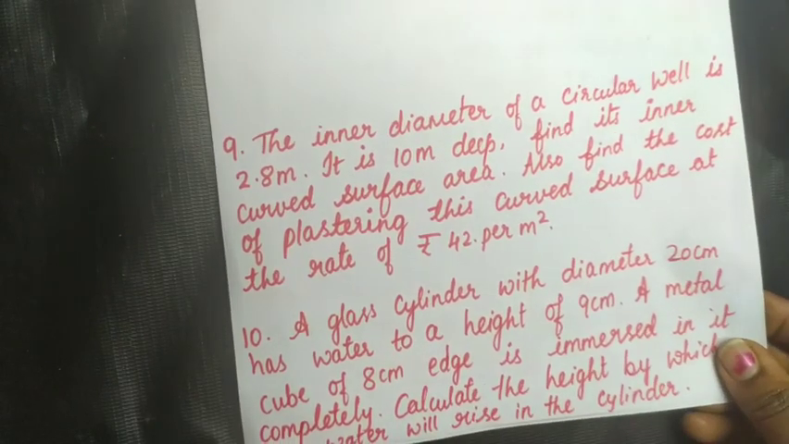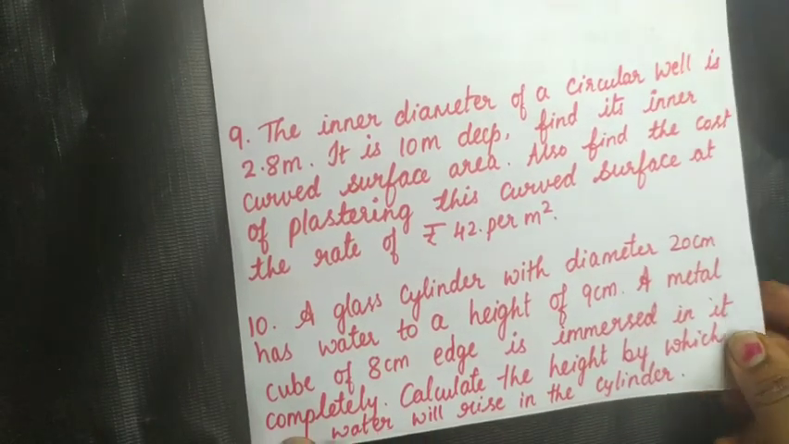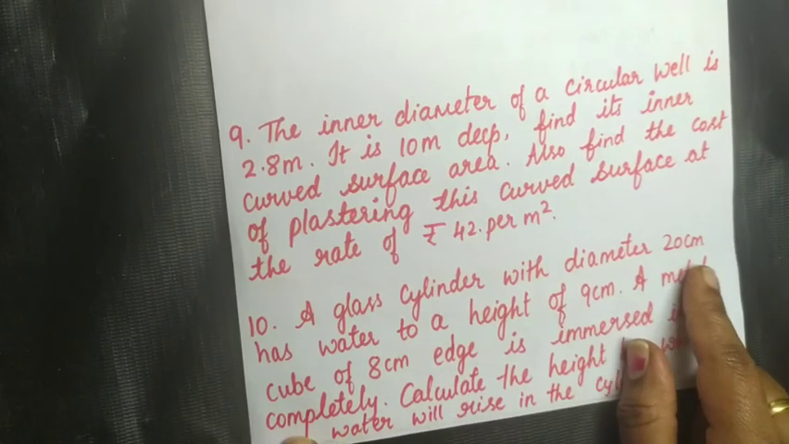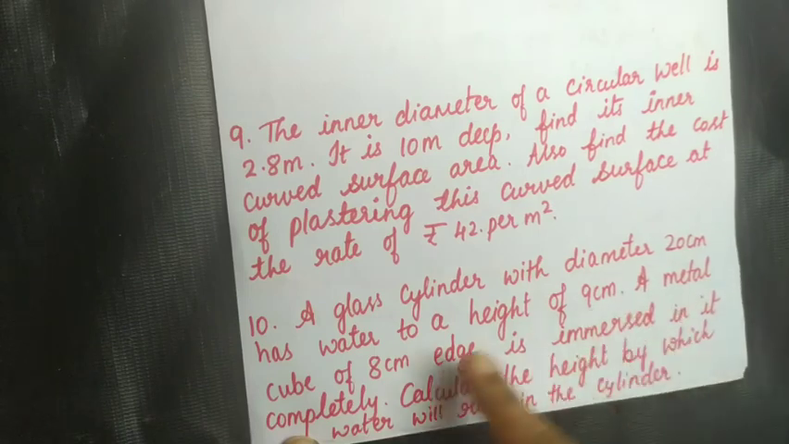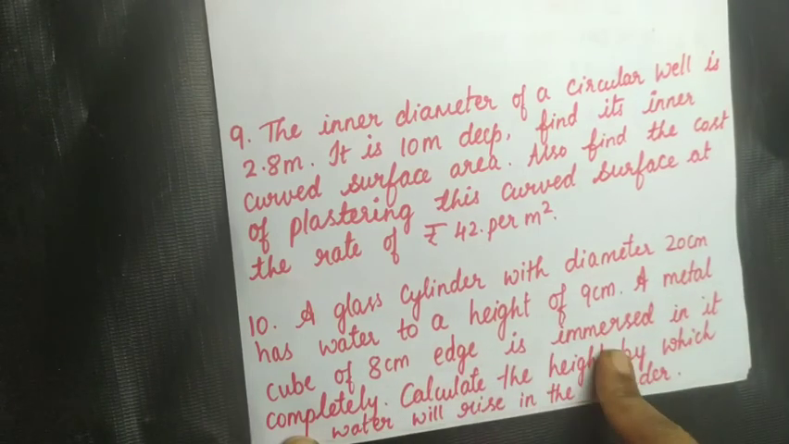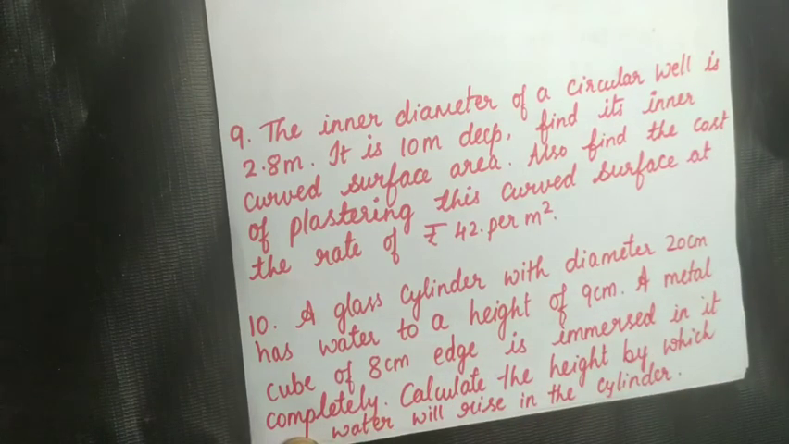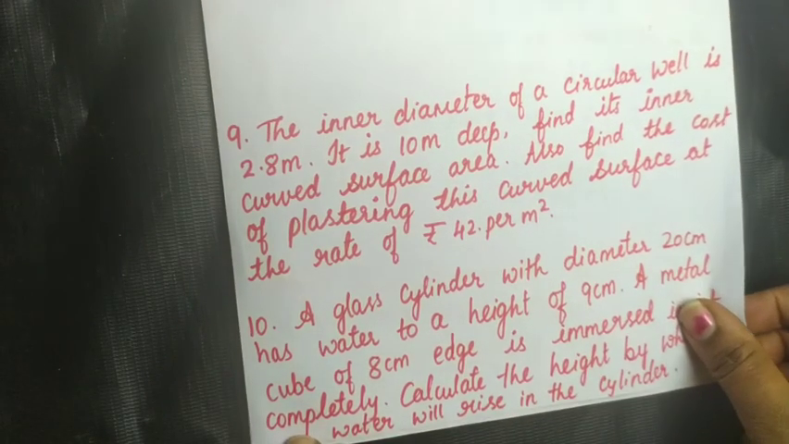Next, the 10th problem is also for you. A glass cylinder with diameter 20 centimeter has water to a height of 9 centimeter. A metal cube of 8 centimeter edge is immersed in it completely. Calculate the height by which the water will rise in the cylinder. Just go through this. If you want, you can translate it into Tamil and write it. Just practice and give me the answers in the comment box.